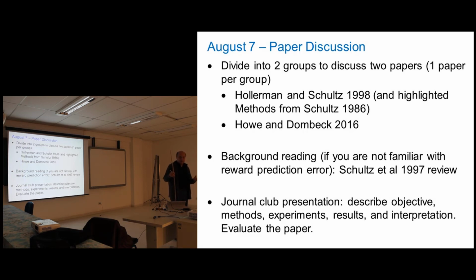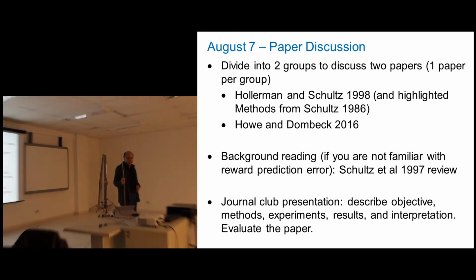And then, because this is a methods class and a discussion of methods, the real important question is, why did they use the methods they used? What other methods could they have used? And what methods are also nowadays available to answer similar questions? Those are things to be thinking about as you read these papers. The papers are actually not that difficult. The Howe and Dombeck paper is a little bit longer and more involved, but it's also a very nice paper and a very nice illustration of current calcium imaging methods. It's a very recent paper.